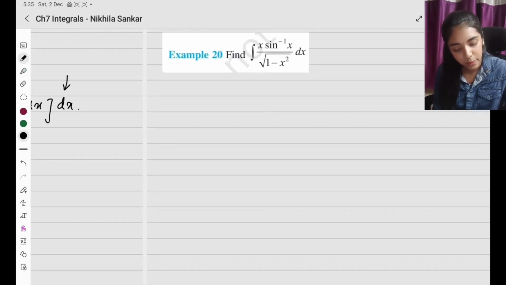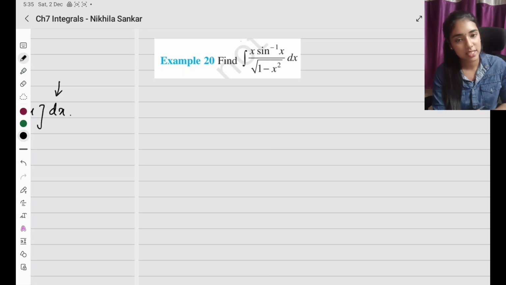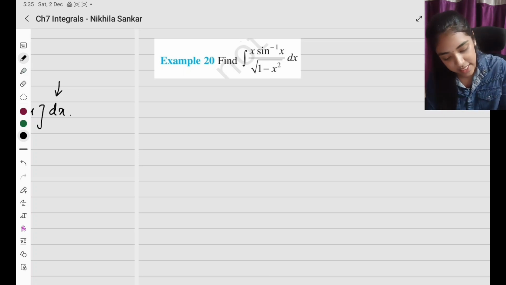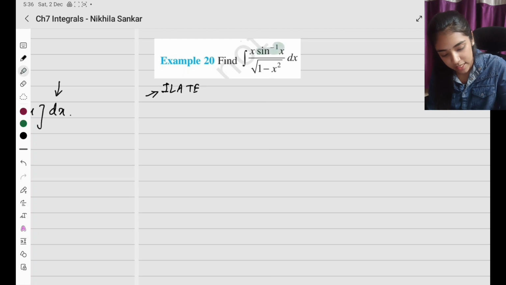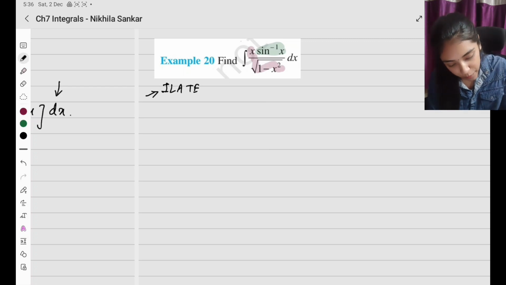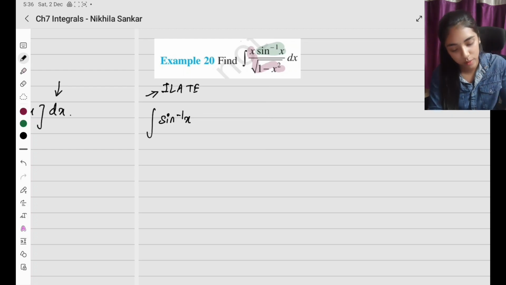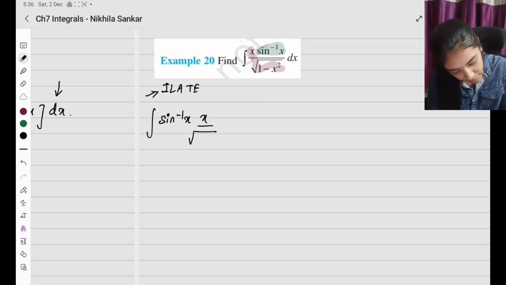Now example 20, I have x sine inverse of x divided by square root of 1 minus x square. So basically, according to ILATE, I have to give the inverse trigonometric function the first priority. So what is my first function? This is going to be my first function and this is going to be my second function, the algebraic function. So now my integral is going to look something like this. I write the first function first for easy understanding and calculation, times x divided by square root of 1 minus x square times dx.